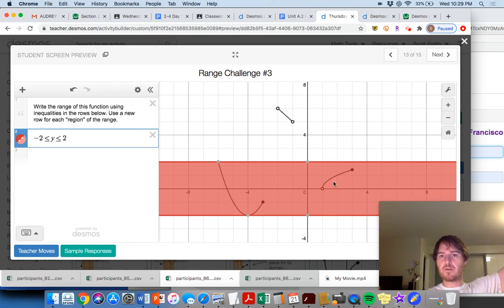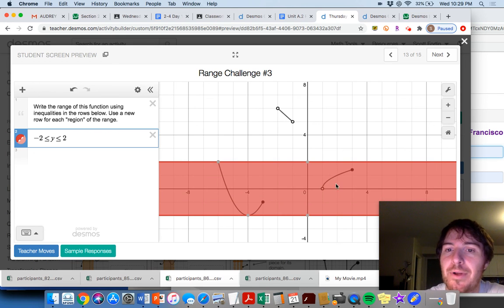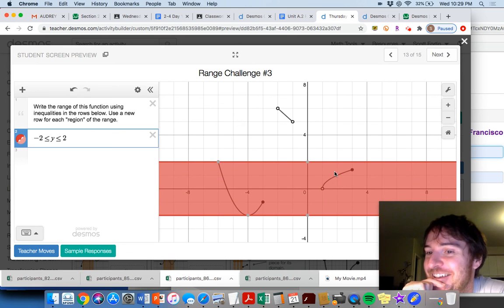Do I need to write an inequality for this one, guys, to describe the range? I wrote an inequality for this one. Remember, the last few guys were writing an inequality for each piece of the piecewise function. But hey, quick question. Why don't I actually need to write an inequality for this one?